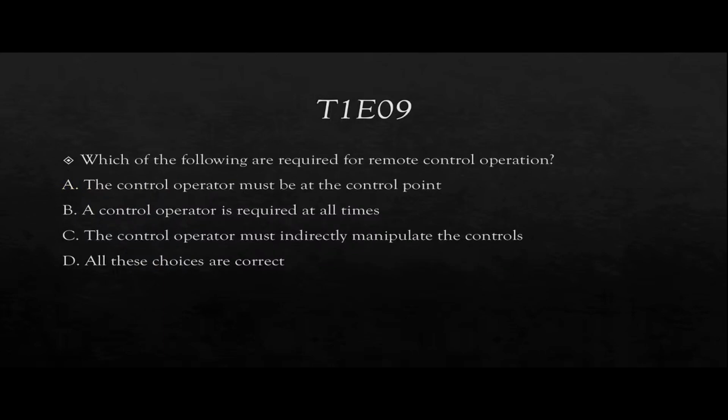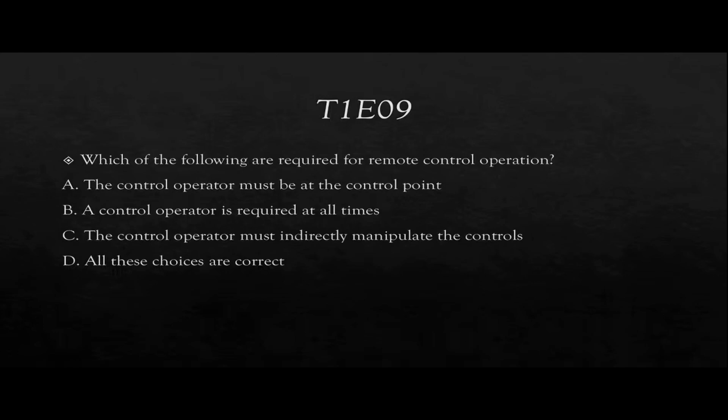Which of the following are required for a remote control operation? A. The control operator must be at the control point. B. A control operator is required at all times. C. The control operator must indirectly manipulate the controls. Or D. All of these choices are correct.